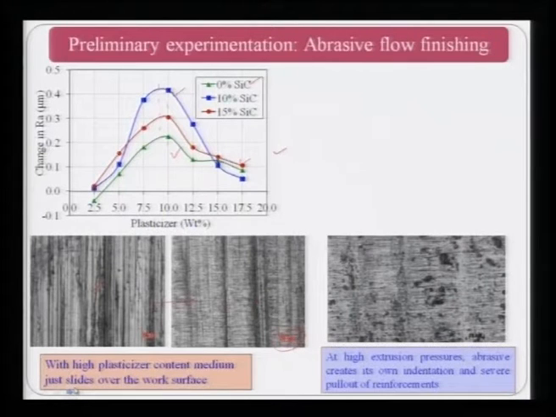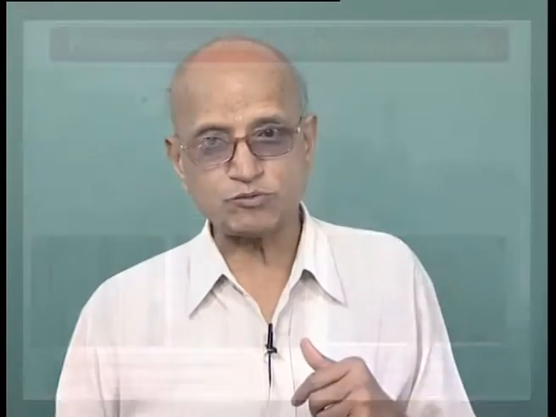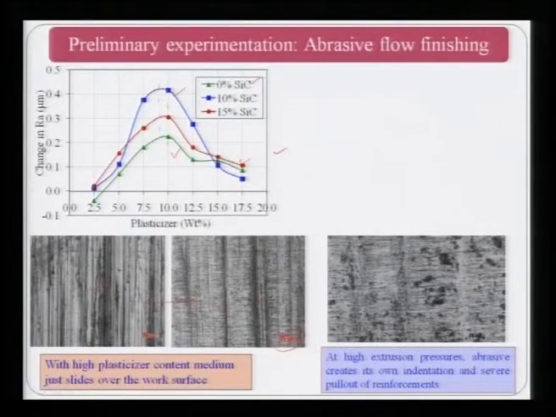Then there is some effect of hydrogen. With high extrusion pressure, the abrasive creates its own indentation and severe pull out of reinforcement may take place. Now, when the extrusion efficiency is very high, as we saw in the earlier slides also, the pull out of the abrasive reinforcement may take place, and if pull out takes place, then a cavity is created on the finished surface and it may lead to rejection.